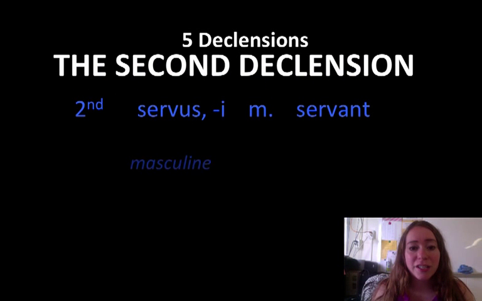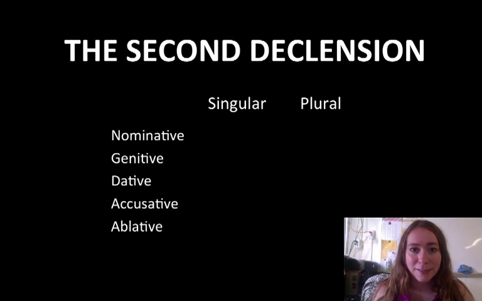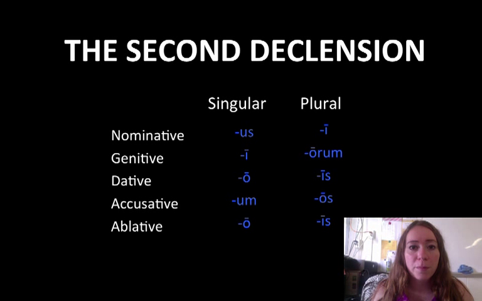The second declension is mainly a masculine declension, and it's going to be identified by the letter O in many of its endings. However, with this one, we are going to see an I and a U also as some of the endings. The second declension will have an ending for both singular and plural for each one of our 5 cases. The endings are different than the first declension, and they are as follows: us, i, o, um, o. The plurals: i, orum, is, os, is.